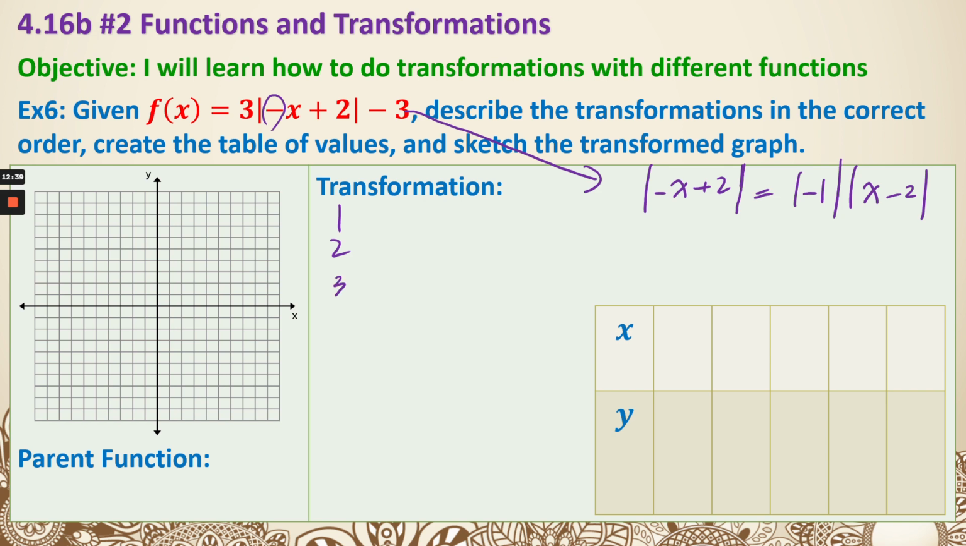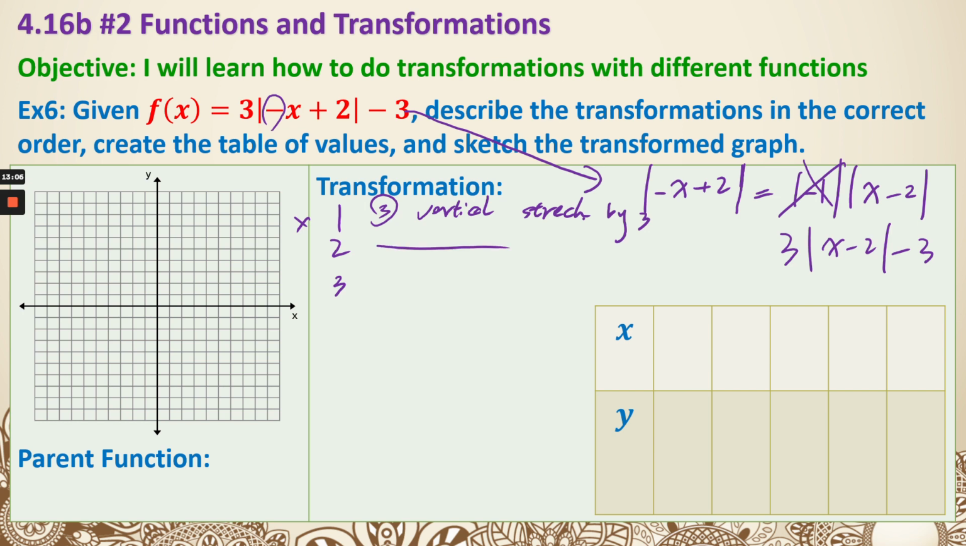1, 2, 3. Multiplication, 3 in the front. That's going to be a vertical change, more specifically, a stretch by 3. Then we have this, we don't need to deal with that because this again is the same as 3 times |x - 2|, then -3. So the next thing I'm going to work with is the negative sign. There's no negative sign.